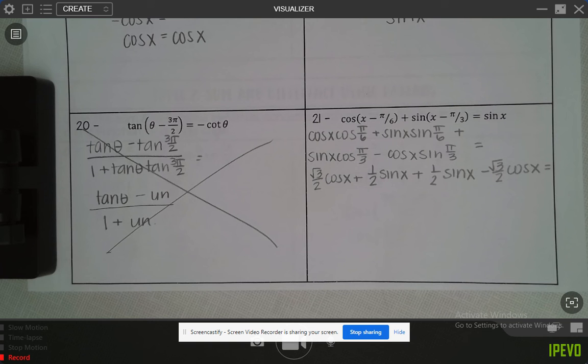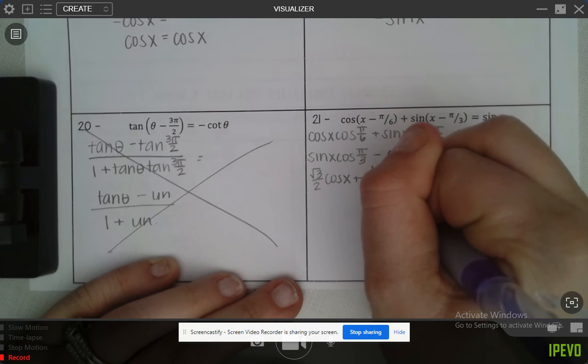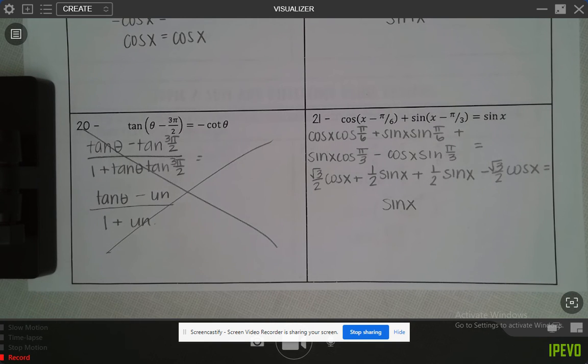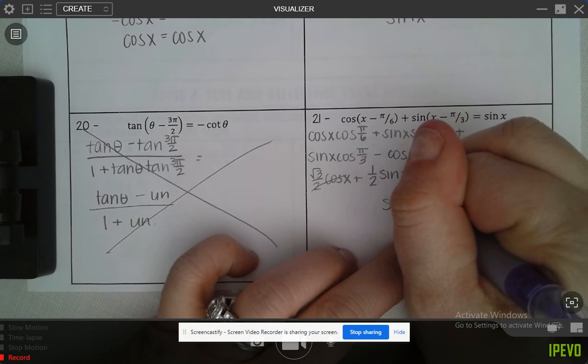Does anybody notice anything? There are 2 1/2s. If you have 2 1/2s, that is woo! So I know I have sine of x. What else do you notice? The cosines cancel. Are you done? You are done.